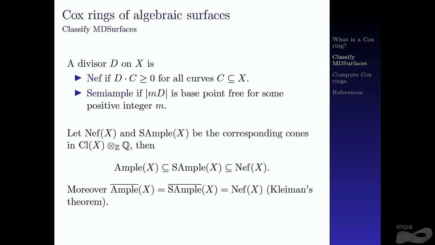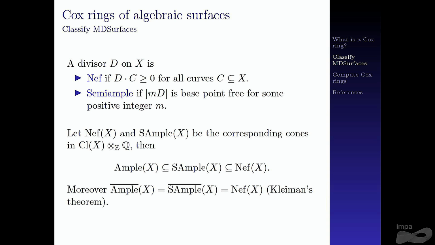This inclusion is obvious. Of course, an ample class has a multiple which gives an embedding, so it is base point free. This other inclusion is due to the fact that if you take a divisor which is not nef, then it has negative intersection with some curve, and this curve will be in the base locus of it and of any of its multiples. This is the reason. Okay?